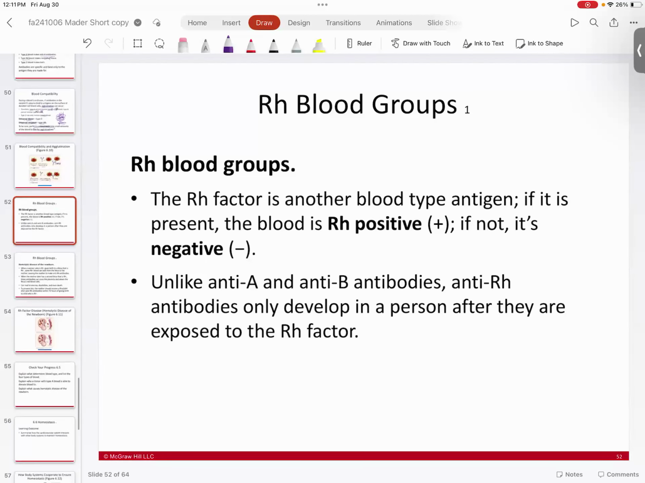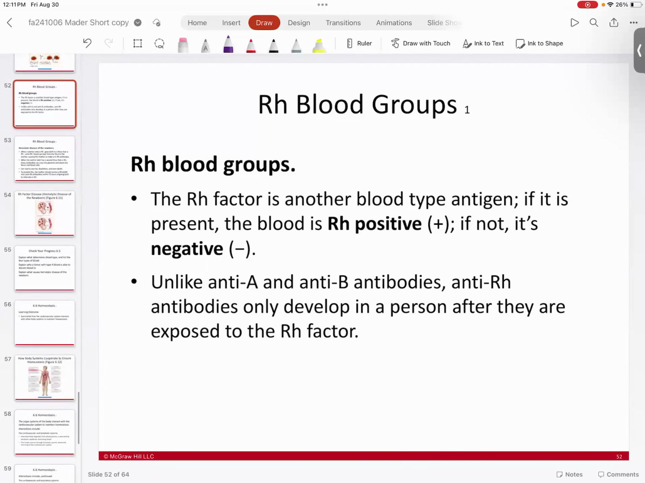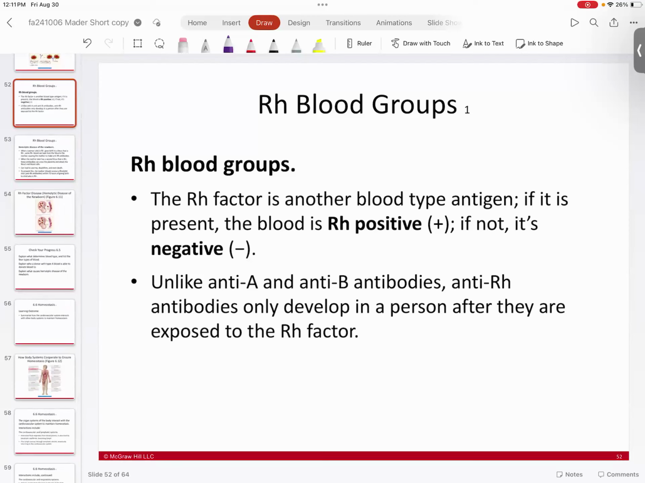However, there's another component to blood grouping, right? Because we also have the positive negative piece. So the Rh factor is another type of antigen. It's another glycoprotein, and you either have it or you don't. So if it's on your red blood cell, then you are Rh positive. So we'll kind of put a little square on here.